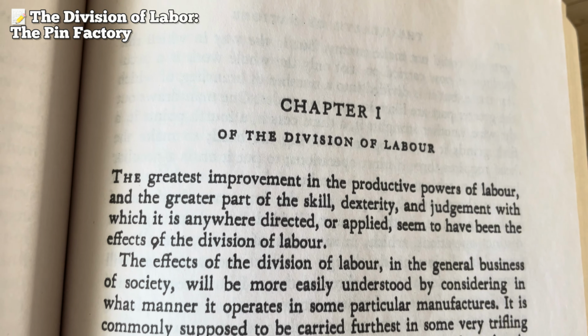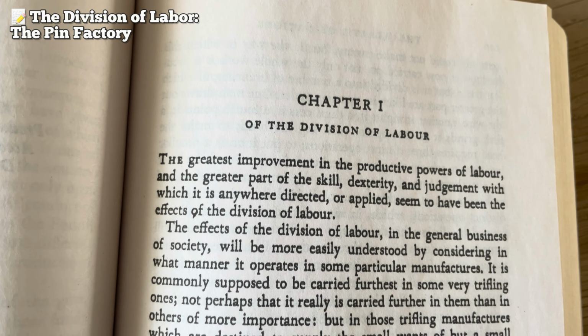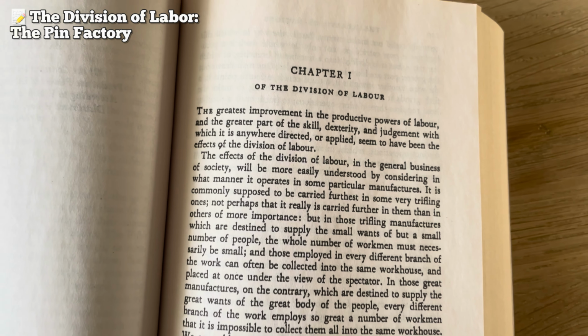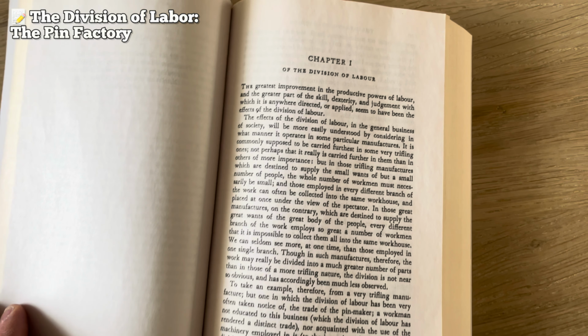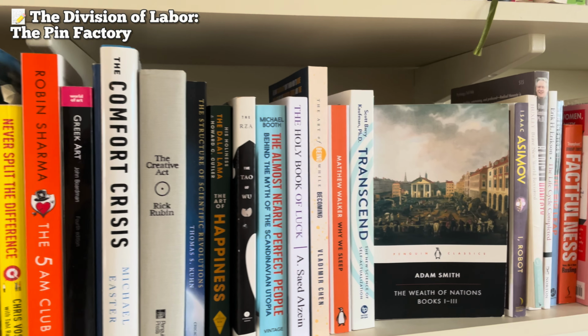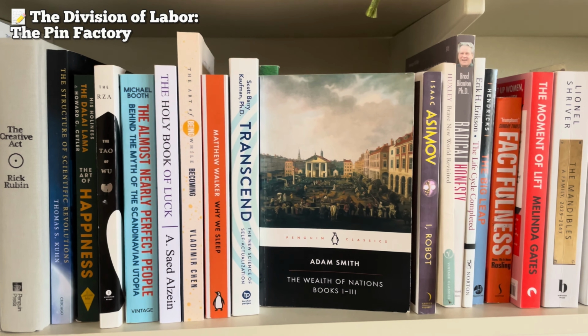This example illustrates how specialization dramatically increases efficiency, not because the workers are smarter, but because the repetition builds skill, time is saved from switching between tasks, and tools can be designed specifically for each step. From this simple observation, Smith builds a sweeping theory about productivity, trade, and economic growth.